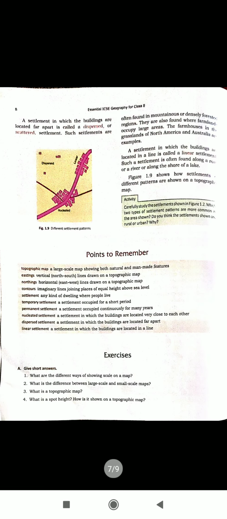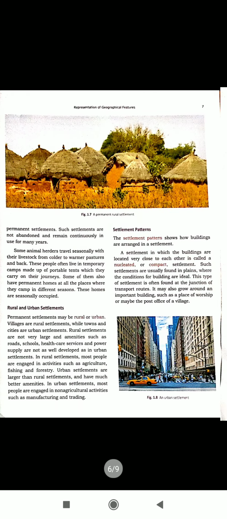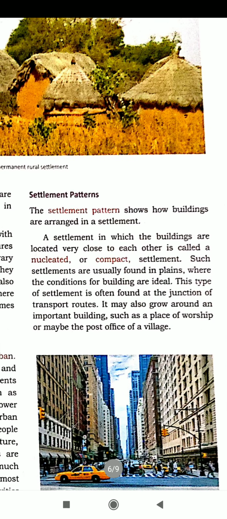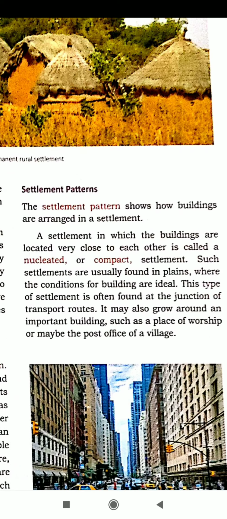Now, settlement pattern. I am going to teach the settlement pattern, students. We have to study that there are four types of settlement pattern: one is compact, that is, a linear settlement, nucleated settlement, dispersed settlement, and one is a ribbon settlement. In a settlement pattern, we look at how buildings are arranged.